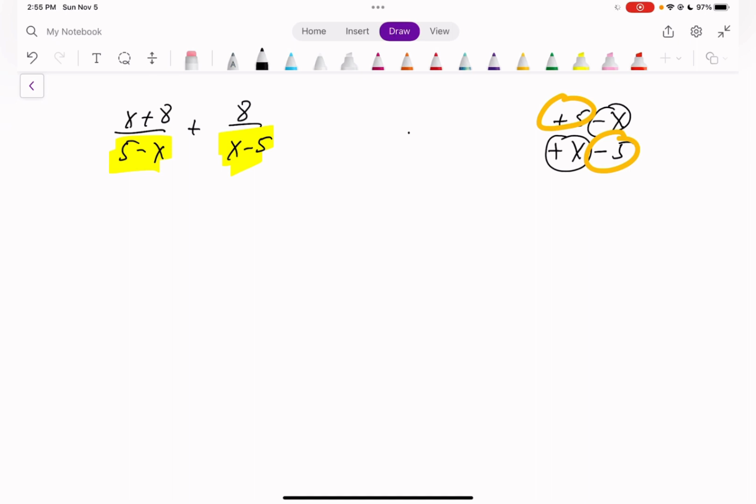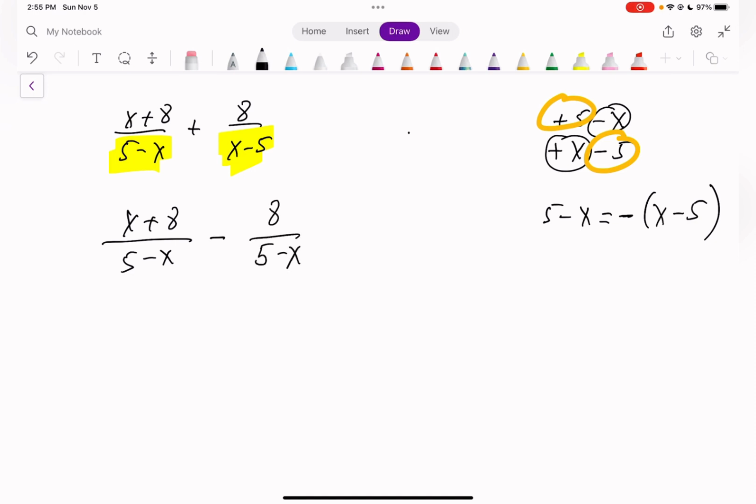So what does that mean? That means if I put a negative sign in front of 5 minus x, it's going to be x minus 5, because if I open, I'll get negative x plus 5, same thing. So this way, I can put negative in front of the fraction, put minus, and 8 over 5 minus x, right? Once I open the negative sign, it's going to be negative x plus 5, same thing, right? x is negative, 5 is positive.